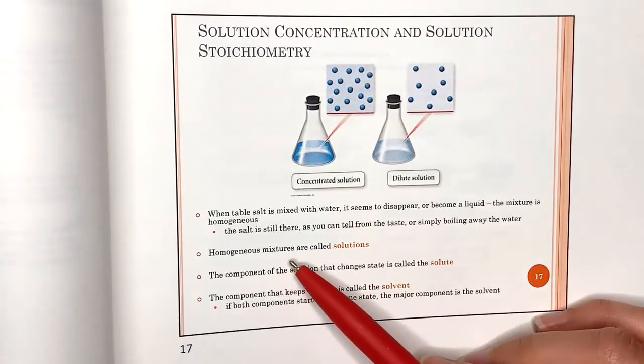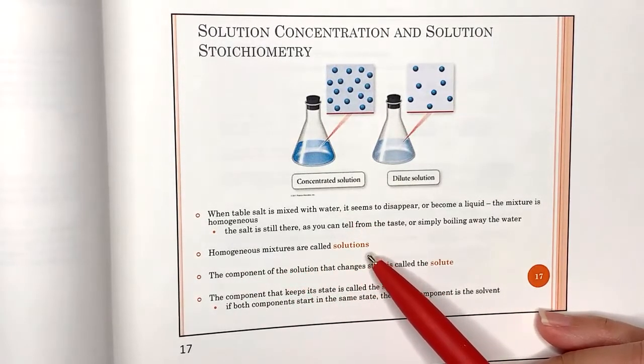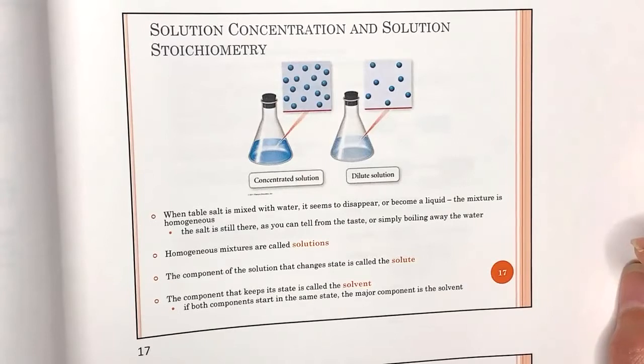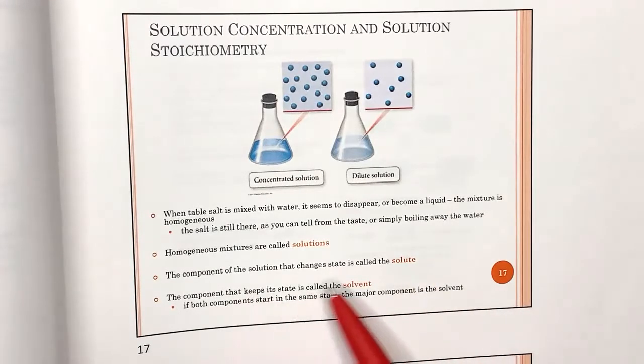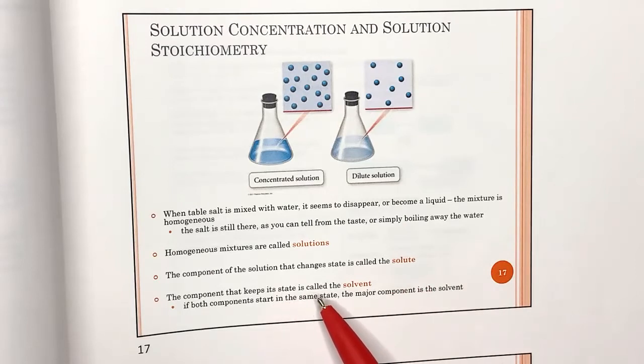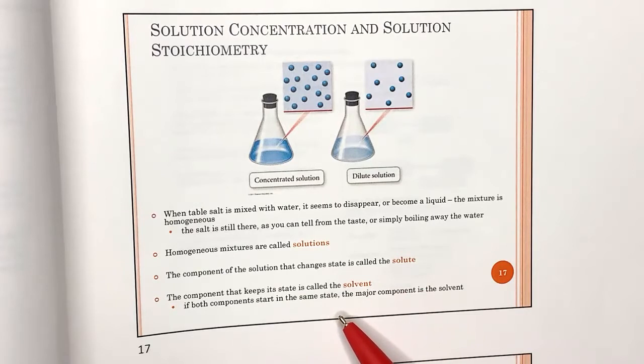All homogeneous mixtures are actually called solutions, but the solutions that we are going to be concentrating on is basically a solid that's going to go into a liquid to make a solution. The solid that goes into the liquid that changes its phase is going to be called the solute. And then the liquid, because it doesn't change its phase, it's called the solvent. Okay, now if you do have a case where both of them are liquid, like a mixture of alcohol and water, the smaller component will be called the solute and the bigger component will be called the solvent.